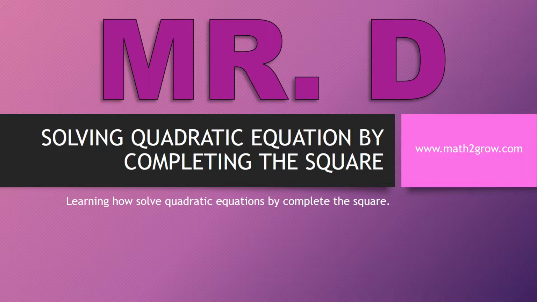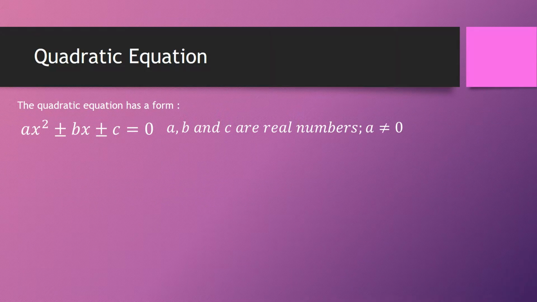You will learn today how to solve a quadratic equation using one important method, and the method is completing the square. The quadratic equation is represented by this expression. It has the form ax squared plus or minus bx plus or minus c equals 0, where a, b, and c are real numbers and a is different from 0.